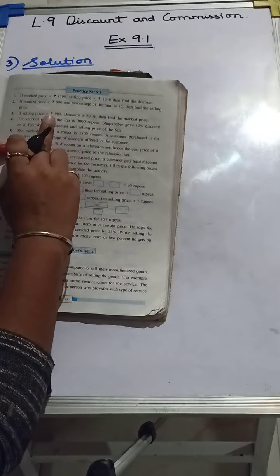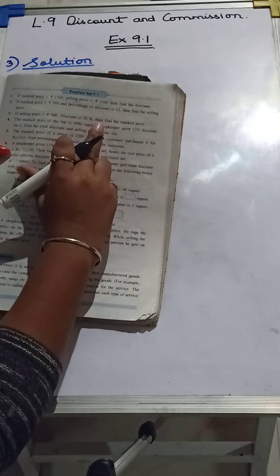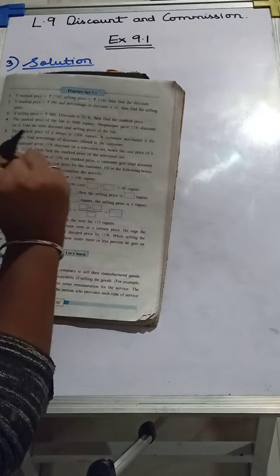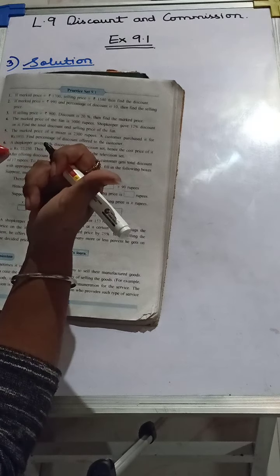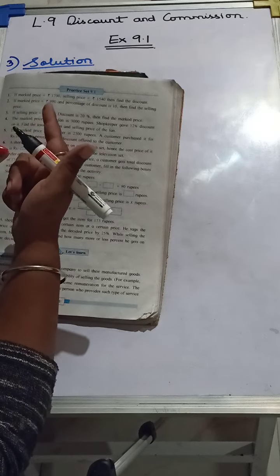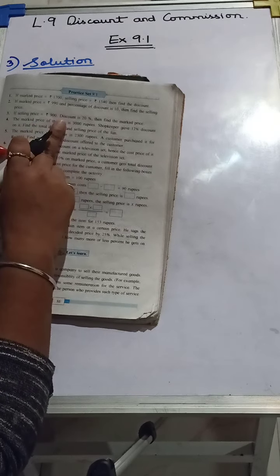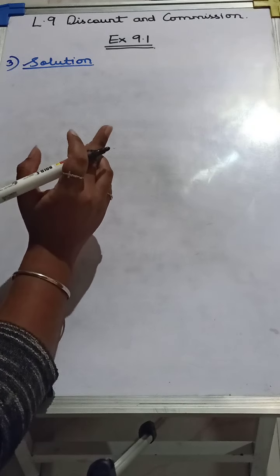Here, third sum. If selling price is rupees 900, discount is 20%, then find the marked price. Now here we are supposed to find the marked price. Now to find the marked price, you all know we need discount and we need selling price. So we don't have discount here. Again we have the discount percentage here. So let's begin with the sum.